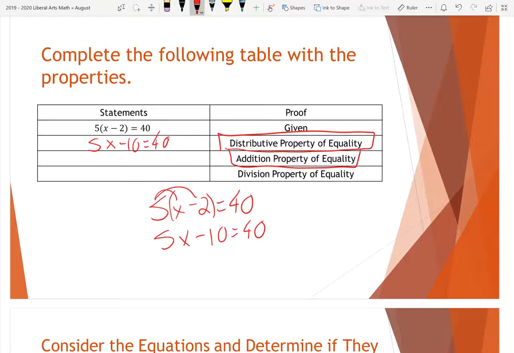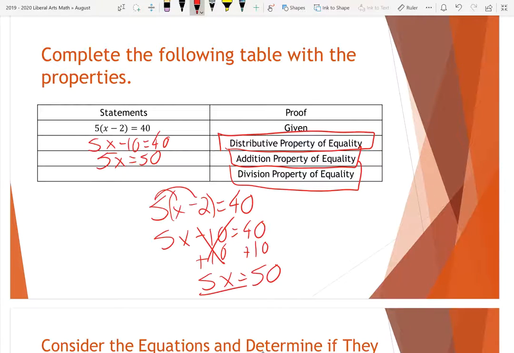Then it says the addition property of equality. So I'm adding on both sides. So I must be adding the 10 in this case so I can get rid of the 10. So it's 5x equal to 50 is my next line. And then after I've done that, I would have to divide on both sides, the division property of equality. So dividing on both sides means I'll probably be dividing by 5 to get rid of that 5. We end up with x equal to 10 as our final line, our final result.